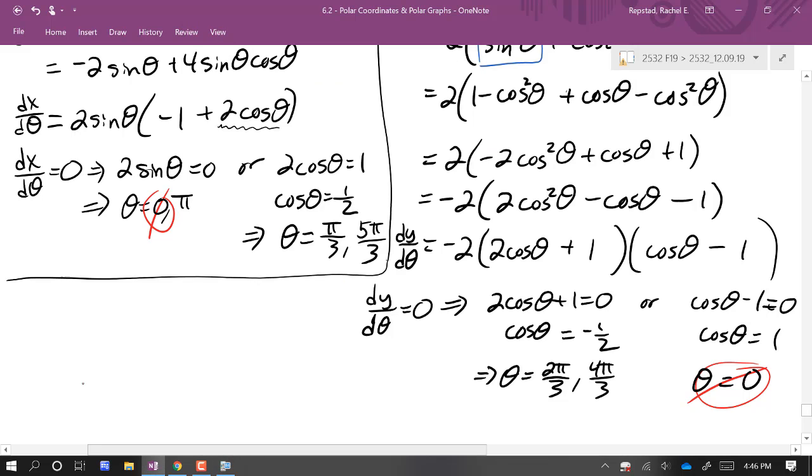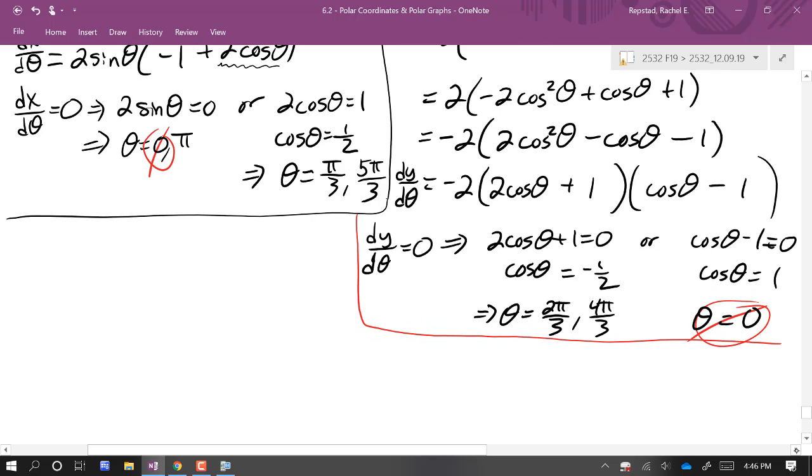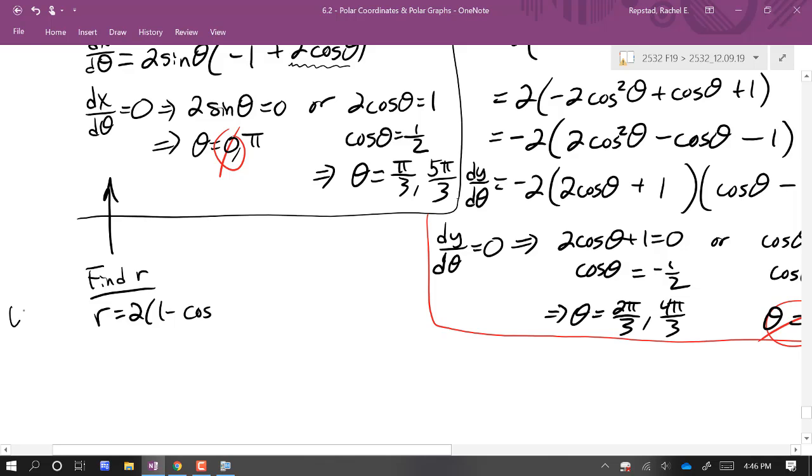The last thing we're going to do is find where these horizontal and vertical tangents lie. The dx d theta being 0 will give us vertical tangents. So let's look at those vertical tangents. We'll find r, and again, we're going to use the curve that they gave us: 2 times 1 minus cosine theta. When theta equals pi, cosine pi is negative 1. So that's 1 minus a negative 1, which is 2, times 2 is 4.